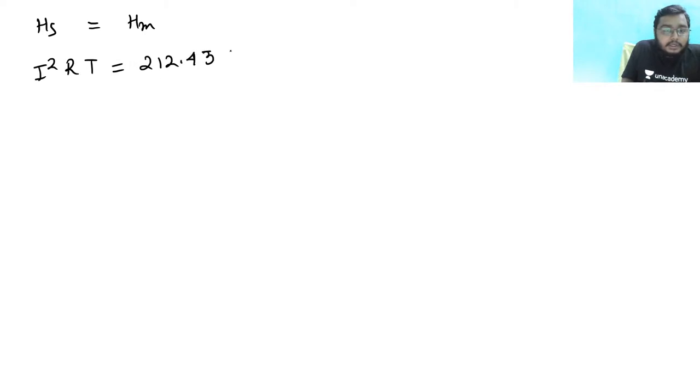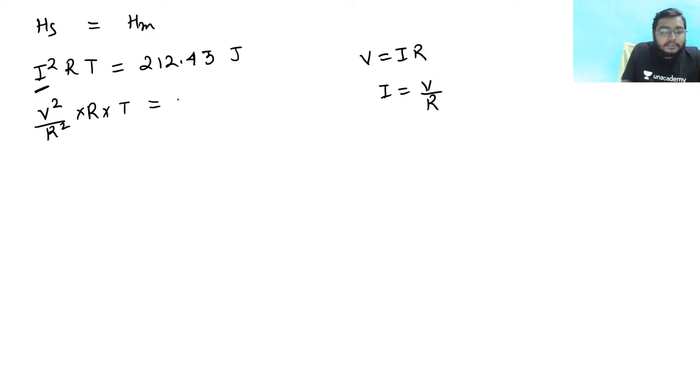What is HS? See here, HS would be I square RT, and HM is what you have just calculated, that is 212.43 joule. What is I? Can we say that V is equal to IR? So I would be V by R, and here there is I square. So can I write like that? V square by R square into R into T, which is also equal to 212.43. Now from here, R will get cancelled out. So V square by R into T is equal to 212.43.